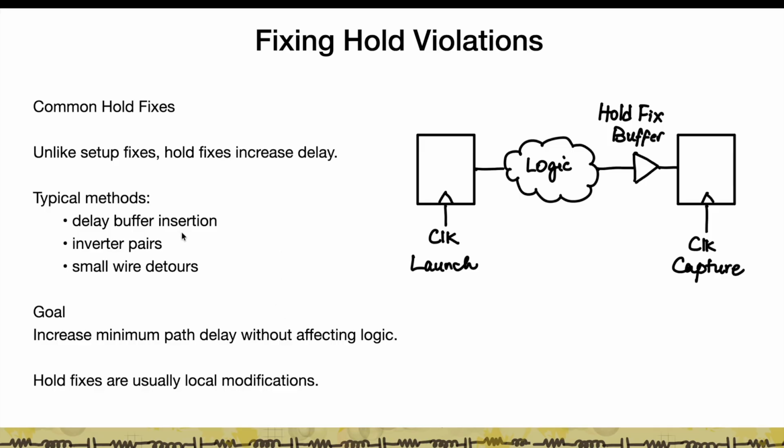In some cases, routing tools can introduce a slight wire detour to increase interconnect delay on a specific net without touching any cells. The goal is always the same: increase the minimum arrival time just enough to clear the hold window without adding so much delay that you create a new setup violation on the same path.